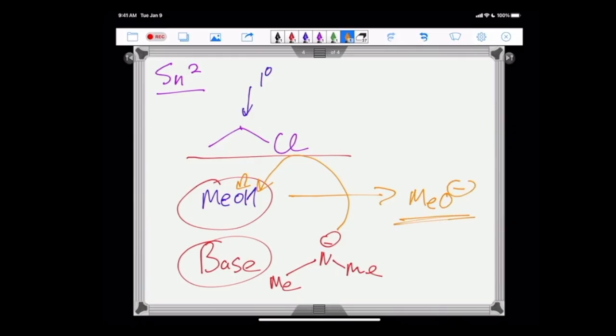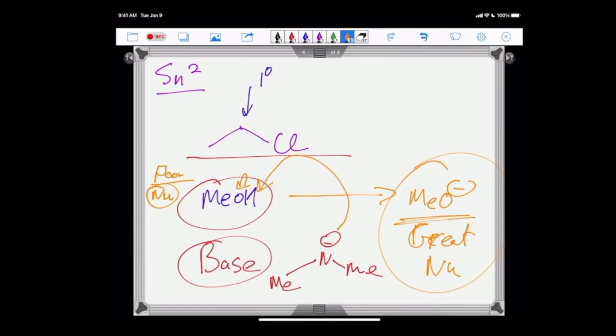If I use a base that's strong enough here to yank that proton off, I can convert what used to be a poor nucleophile into a very, very great nucleophile. So all I'm highlighting here is the fundamental substitution reaction is about nucleophile meeting with electrophile. You have SN1, SN2. Based on the substitution pattern, we can select between.